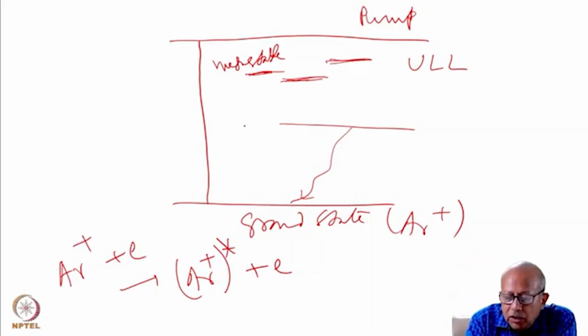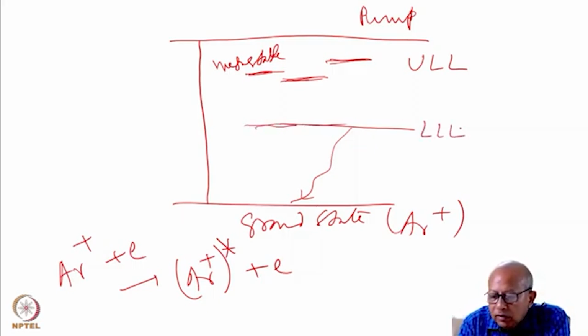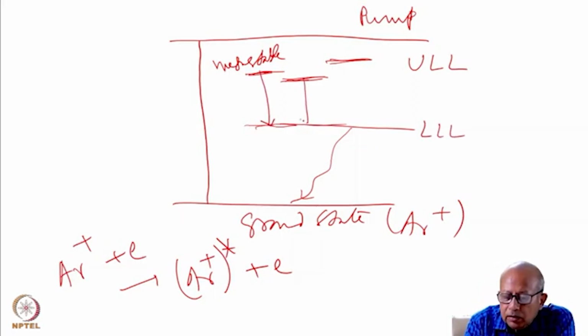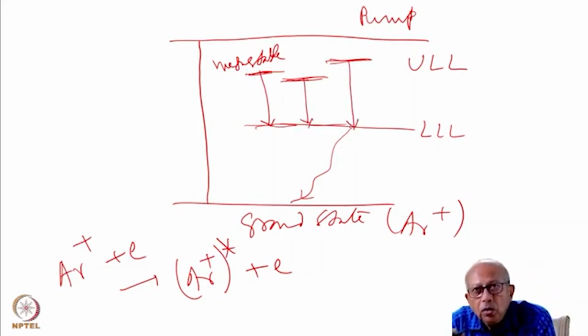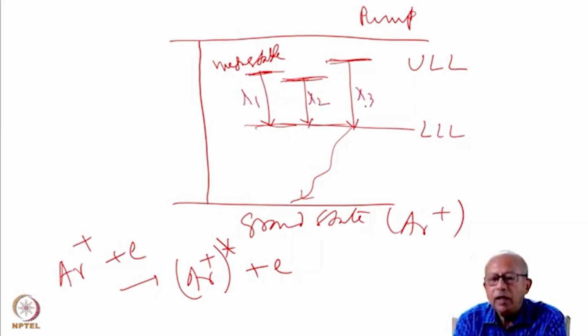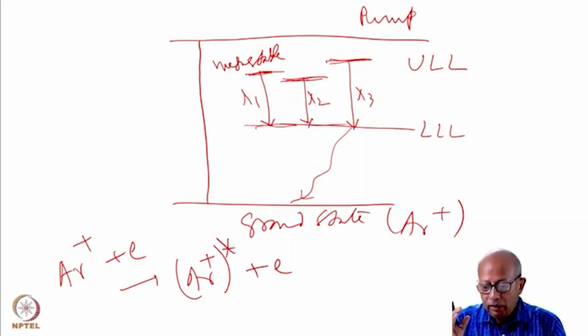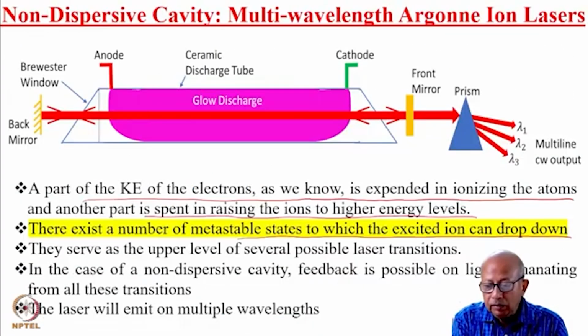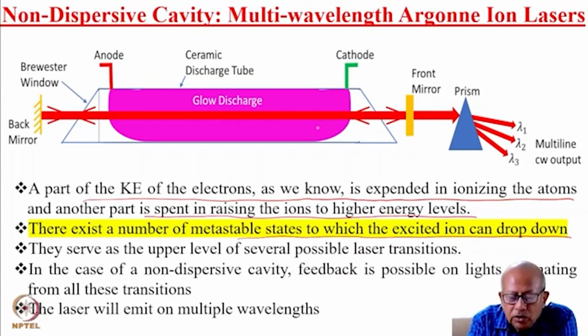And this is the lower laser level. Transition between these will give out your lasing emission, and that can occur at a number of wavelengths. Say this is lambda 1, lambda 2, lambda 3, and there can be even more than that. So if you use a non-dispersive cavity, that is the cavity where there is no wavelength selecting or wavelength discriminating element, then you have the glow discharge, because it is low pressure, the discharge is filling the entire volume.